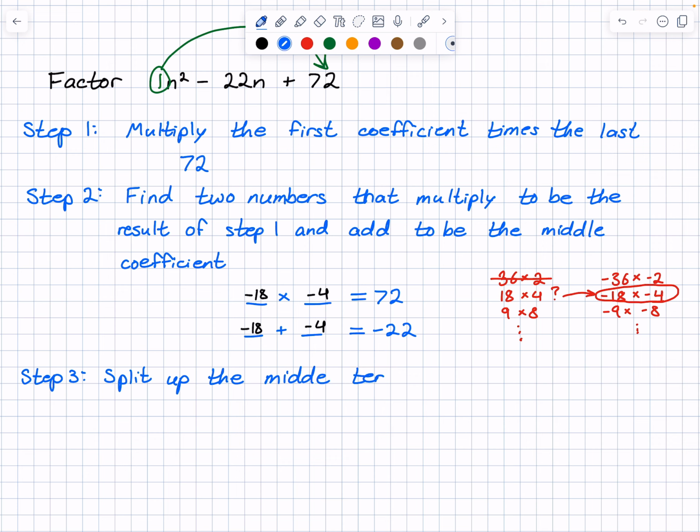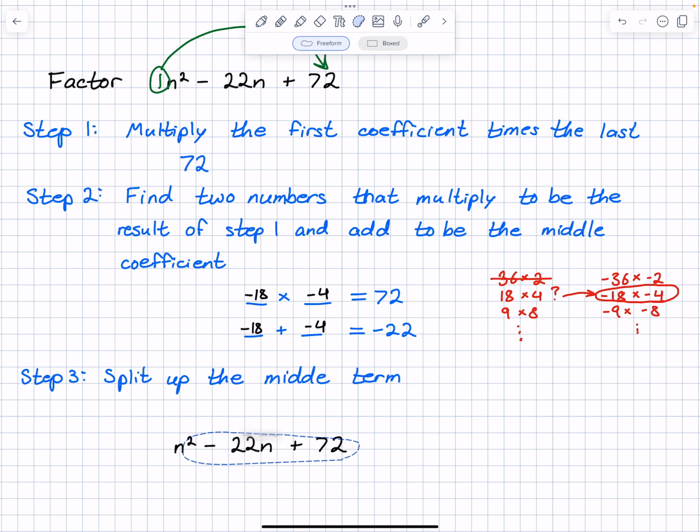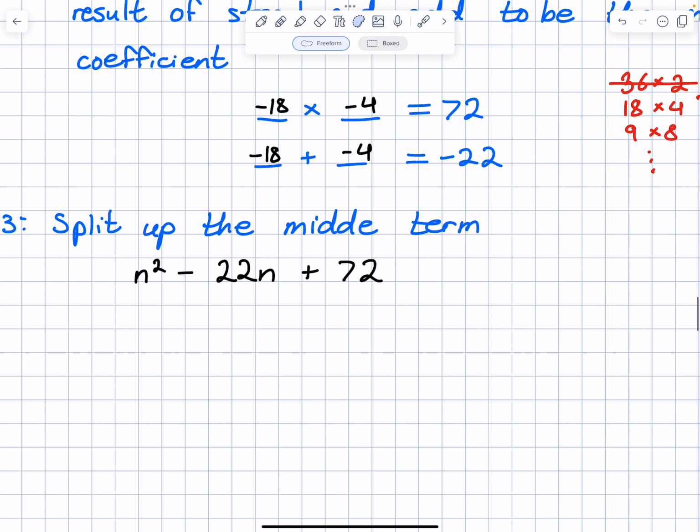Actually, I'm going to say the middle term. Split up the middle term. So here's what I mean. We're going to take this guy, and instead of negative 22n, I'm going to split it.